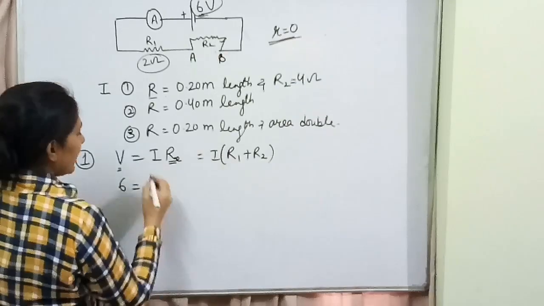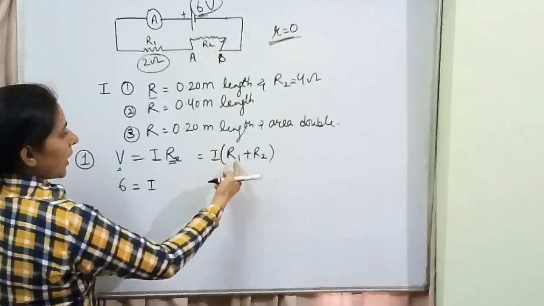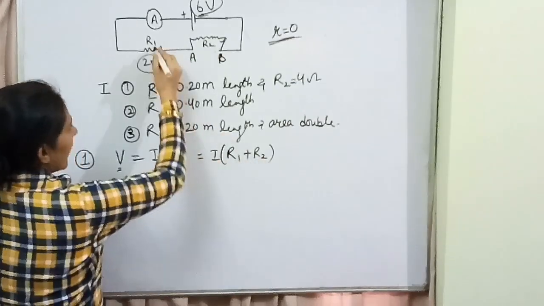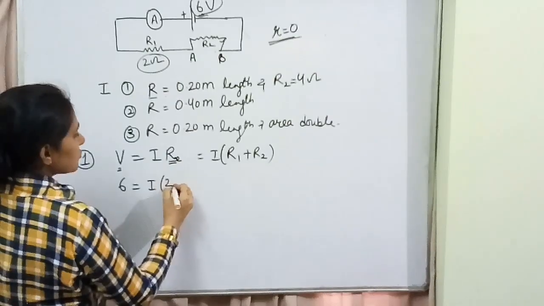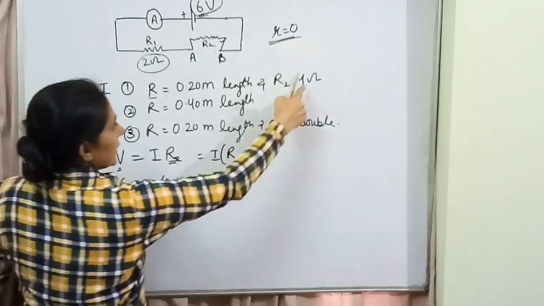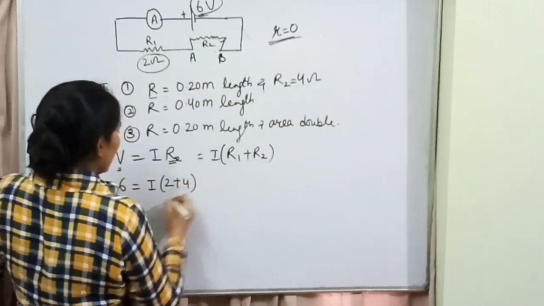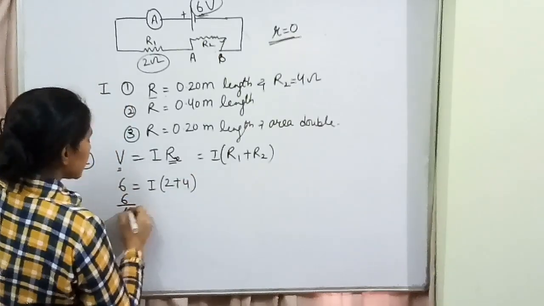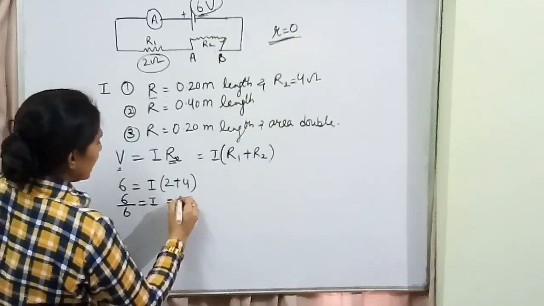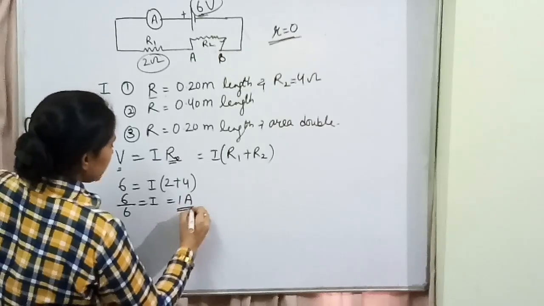6 is equal to I, we need to find I, times R1 plus R2. The R1 value is given to us, that is 2 ohm, and the R2 value is given to us, that is 4 ohm. Then 6 divided by 6 is equal to I, which is 1 ampere.